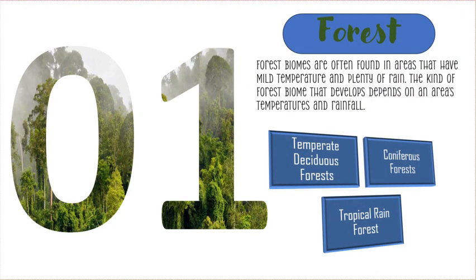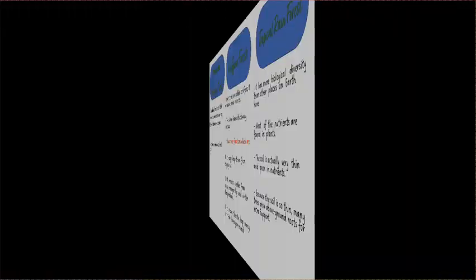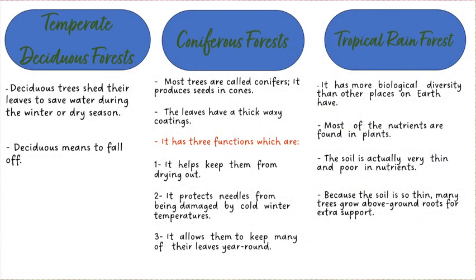First, we're going to talk about forest, but in a brief explanation. Forest biomes are often found in areas that have mild temperature and plenty of rain. The kind of forest biome that develops depends on an area's temperature and rainfall. Temperate deciduous forests shed their leaves to save water during the winter or dry season. Deciduous means to fall off.